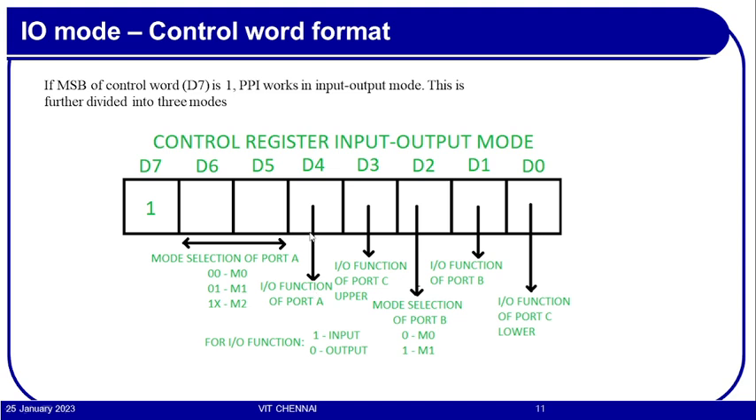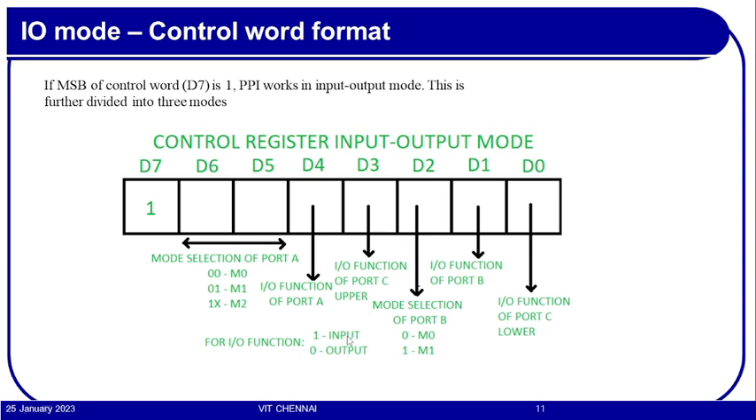If this bit is 1, then it is input. If this bit is 0, it is output. 1 is like I for input, 0 is like O for output. So this will determine the IO function of port A, and then the next one will determine the IO function of port C upper. The first MSB 4 bits of port C are determined by this, either input or output, the same thing.